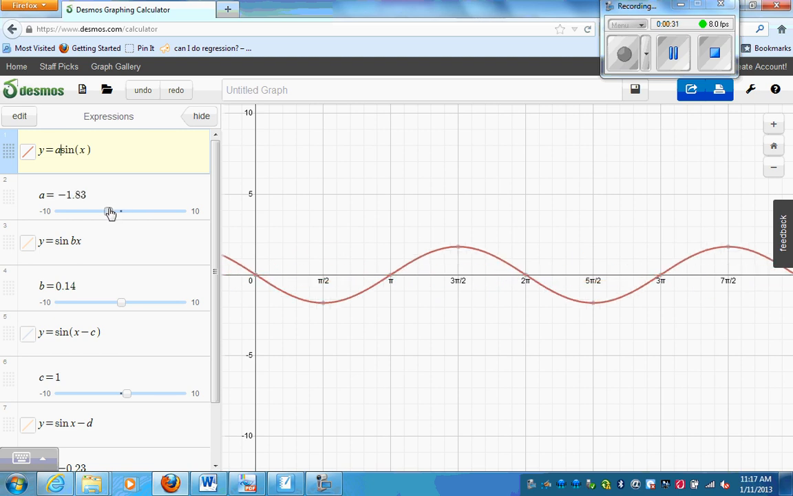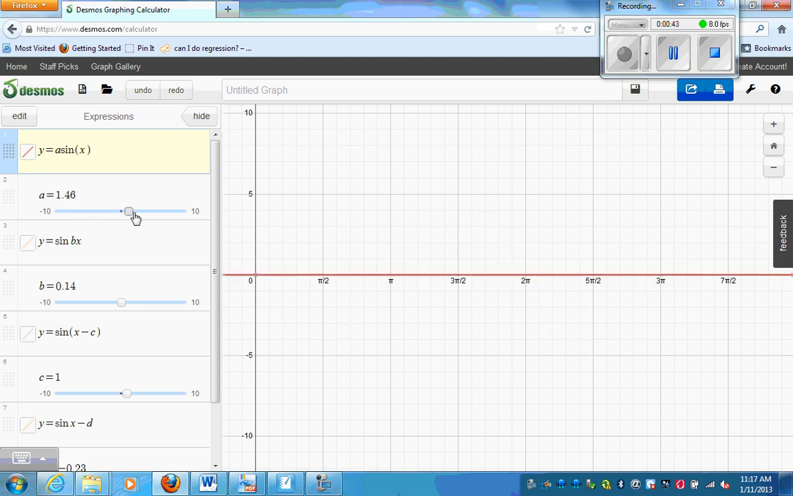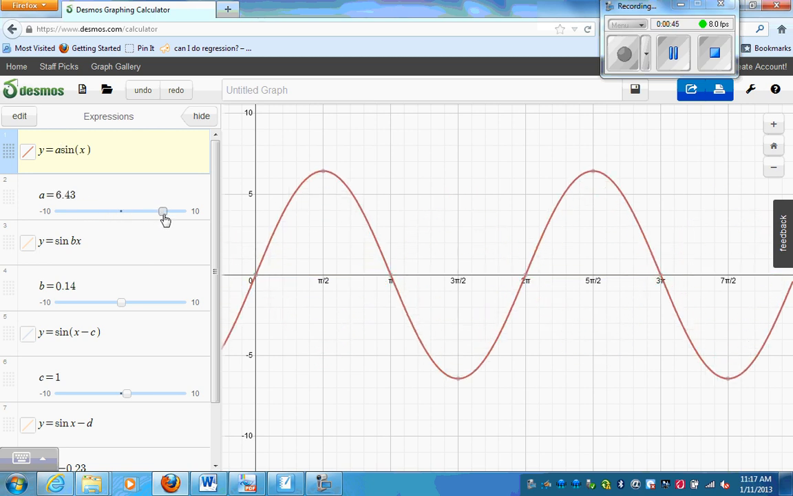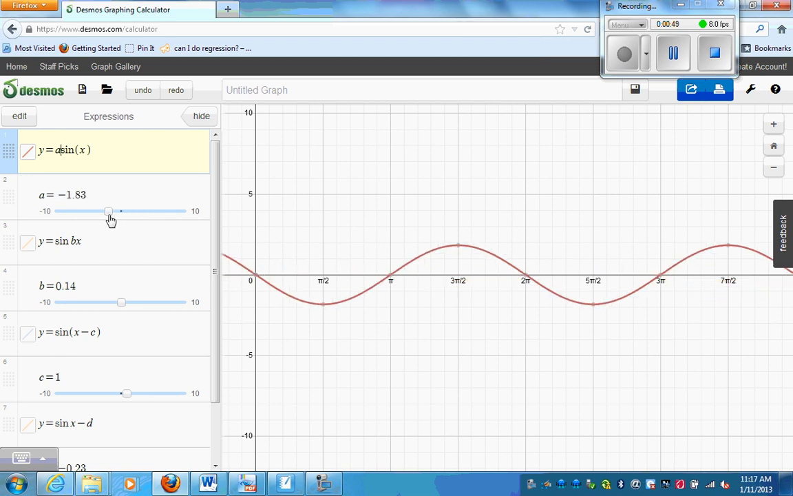Okay, and then if I go negative, what changes? So it looks like my x-intercept stays the same. My period, how long it takes until it repeats itself, stays the same. But it looks like a affects my amplitude. Okay, so a affects amplitude.